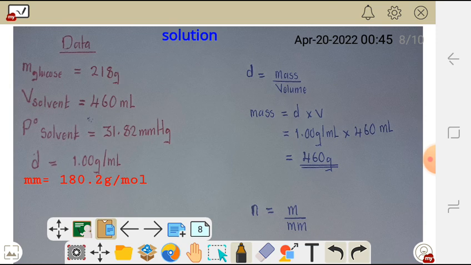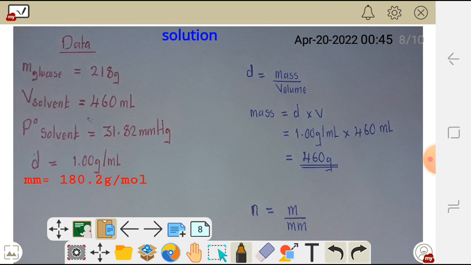So to find the mole fraction, we will need the moles of the components which are in that solution. In that solution, there is glucose which has been dissolved in water. So we are going to find the number of moles of water. Thereafter, we are going to find the number of moles of glucose. After finding those two, we are going to find the mole fraction. From there, we are going to find the vapor pressure.